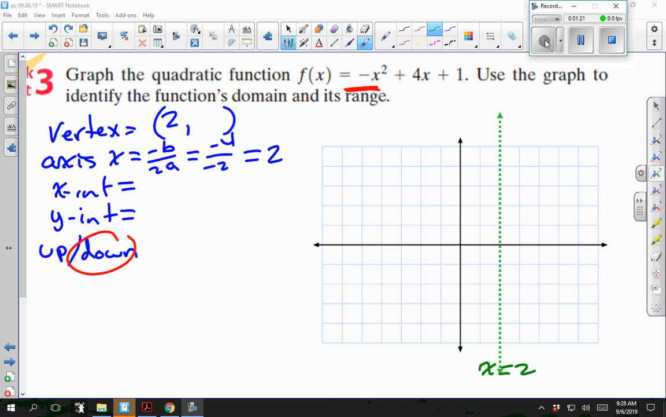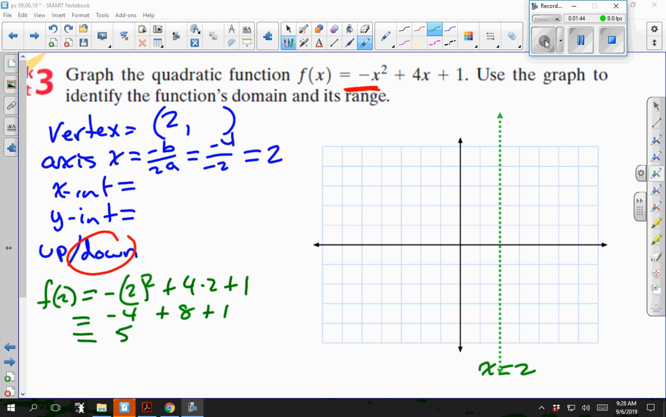But now for my vertex, how do I find my y value? Plug in the 2. So really it's f of 2 equals negative 2 squared plus 4 times 2 plus 1. That's negative 4 plus 8 plus 1 equals 5. Okay, I've got my vertex now at 2, 5. That's up here. We know it's facing down. My a value, if you remember, was negative 1. So if I go down 1 over 1, remember it's always over 1, no matter what that number is, I get 2 quick points.